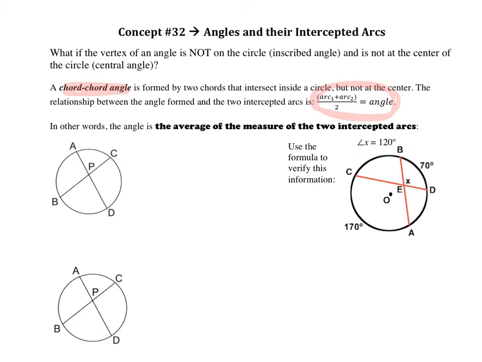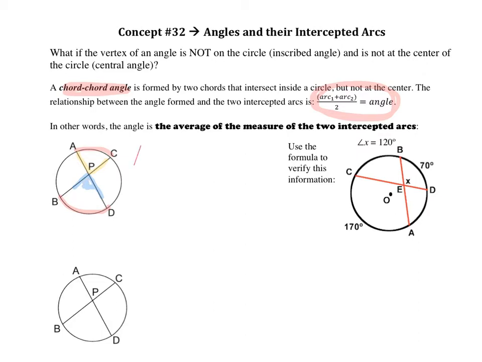So look at this first picture here. One way to look at it is if I took arc AC as my arc 1 and I added it to arc BD and I divide that by 2, I could then get either angle BPD, or it could also be angle APC because they're the same thing by vertical angle. So I'm just going to talk about the blue one at this point, but it could be either one because it's a vertical angle. Let's write this out.